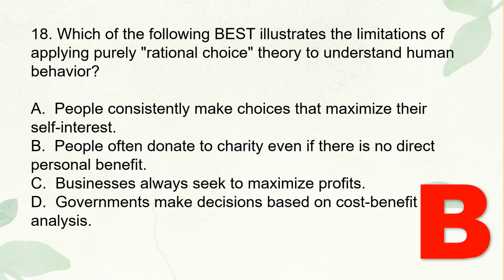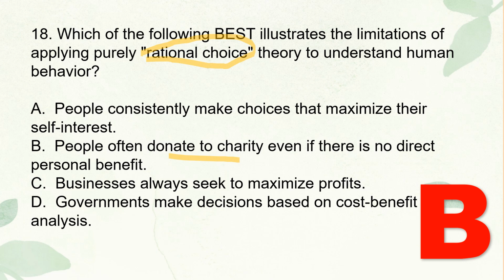The best answer is letter B. We are talking about rational choice theory, and rational choice theory assumes individuals make decisions based on maximizing their own benefits. Donating to charity, especially when anonymous, often contradicts this assumption, and there's no clear self interest being served. So this highlights the limitation of relying solely on rational choice theory, as it doesn't fully account for altruism and other non rational motivations. So letter B is the best answer.